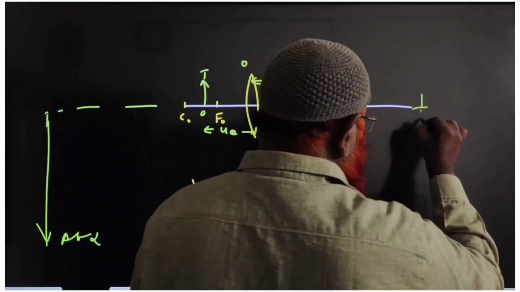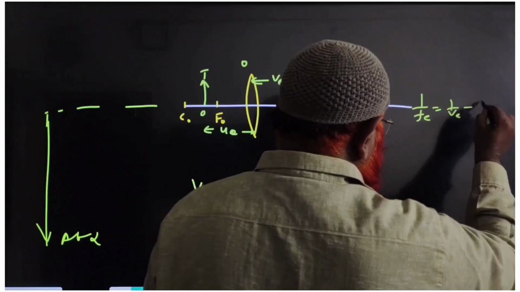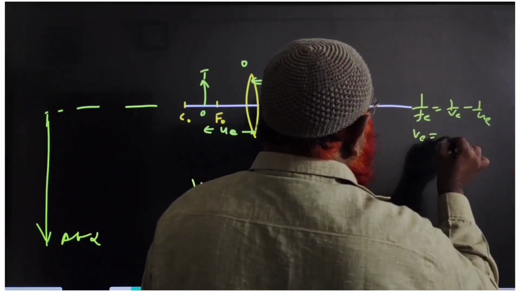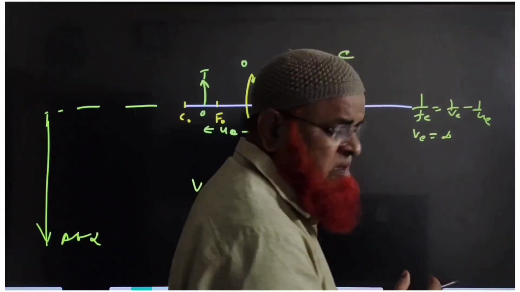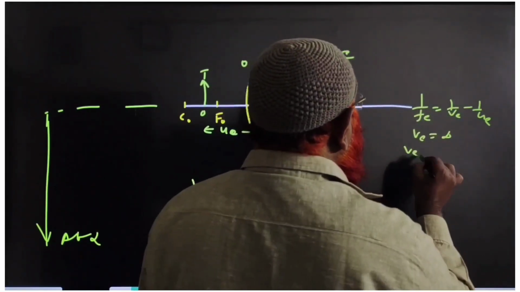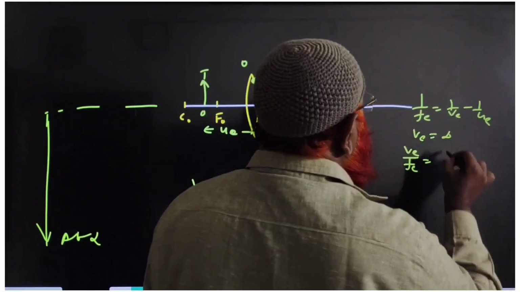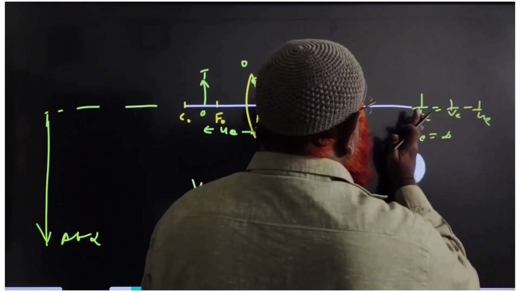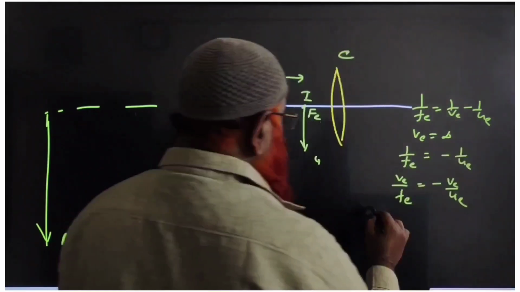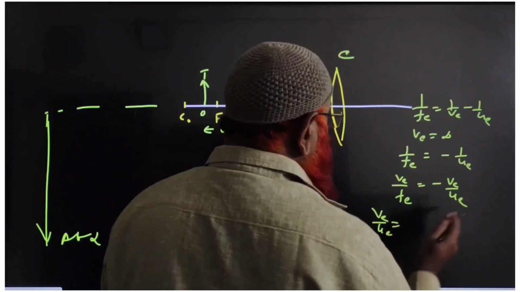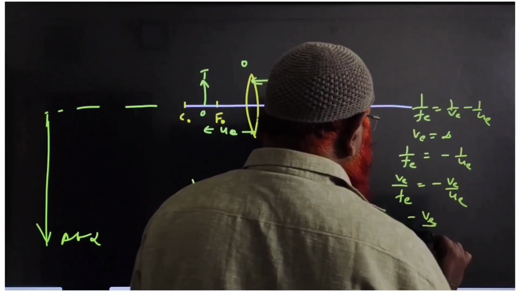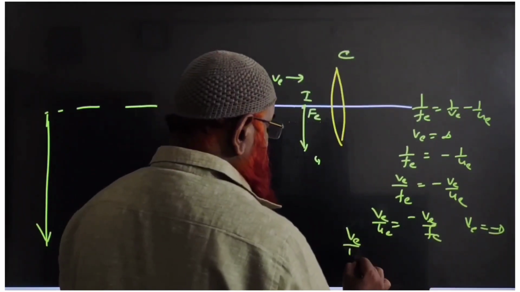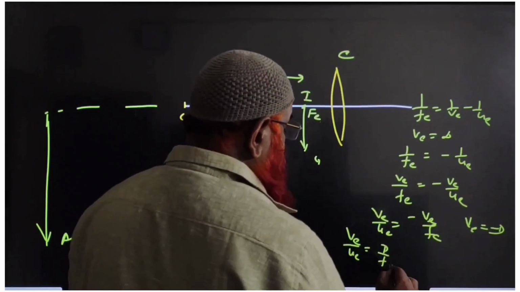And you know the formula 1 by FE is equal to 1 by VE minus 1 by UE. VE is equal to infinity, just like the simple microscope, same copy. So if you write 1 by FE is equal to 1 by VE minus 1 by UE, VE is infinity means this is 0. Multiplying with VE, VE by UE, this minus if you shift here, and substituting UE as minus D, VE by UE is equal to D by FE.